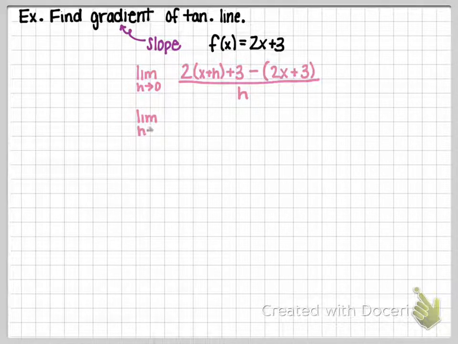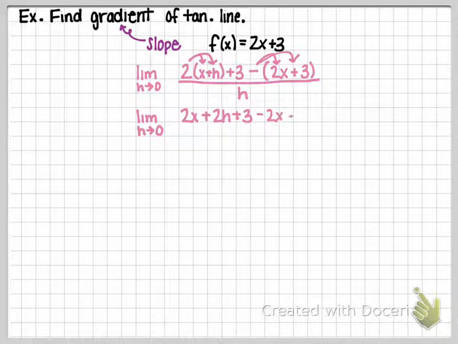The limit as h approaches 0 of 2x plus 2h plus 3 when I distribute that 2 on out. And then I'll distribute that negative on out. So that way I have minus 2x minus 3, and all of that goes over h.